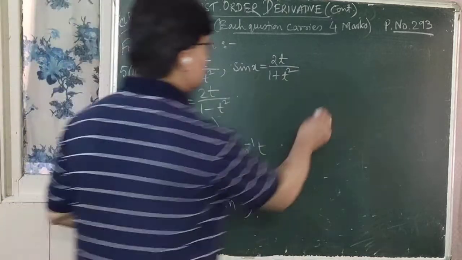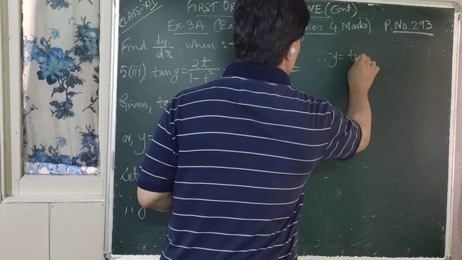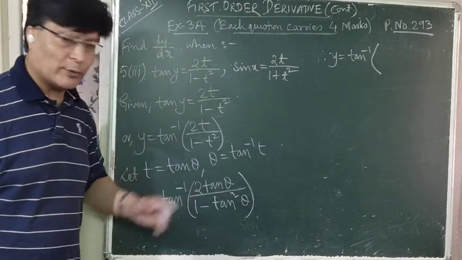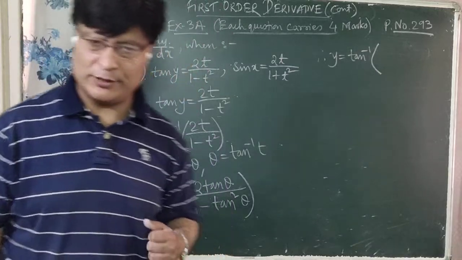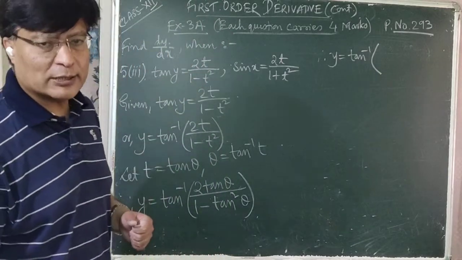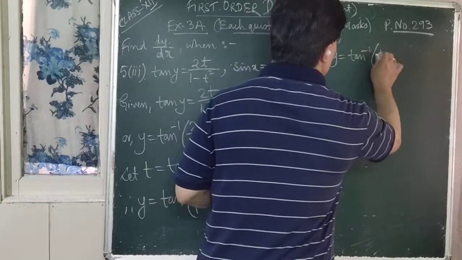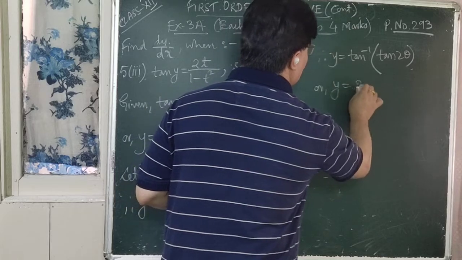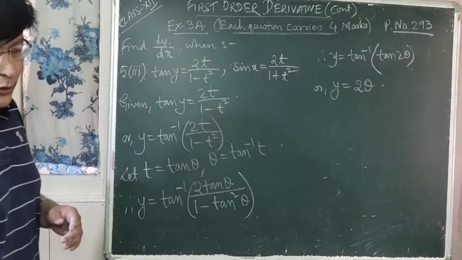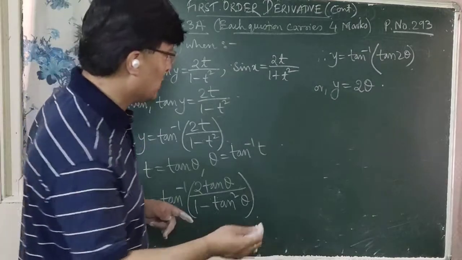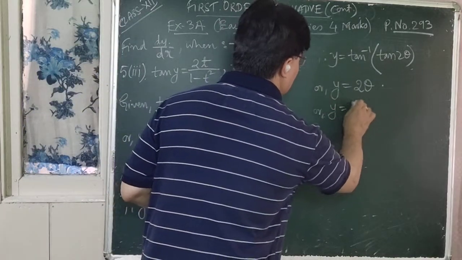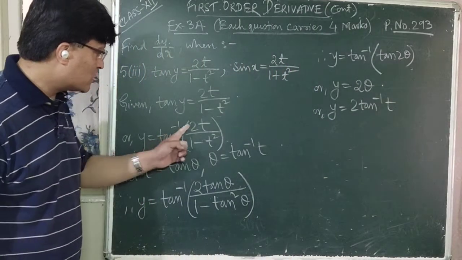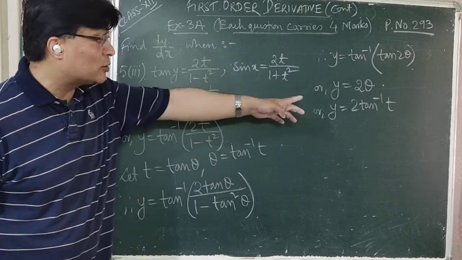So let's simplify it. Therefore y is equal to tan inverse, within bracket, what is the formula for this expression, 2 tan theta divided by 1 minus tan square theta? That is from multiple angles in trigonometry. 2 tan theta upon 1 minus tan square theta is tan 2 theta. So y is equal to, what is tan inverse tan 2 theta? It is 2 theta. Now put the value of theta, then only you can differentiate. So y is equal to 2 tan inverse t. So actually tan inverse of 2t upon 1 minus t square means it is 2 tan inverse t.